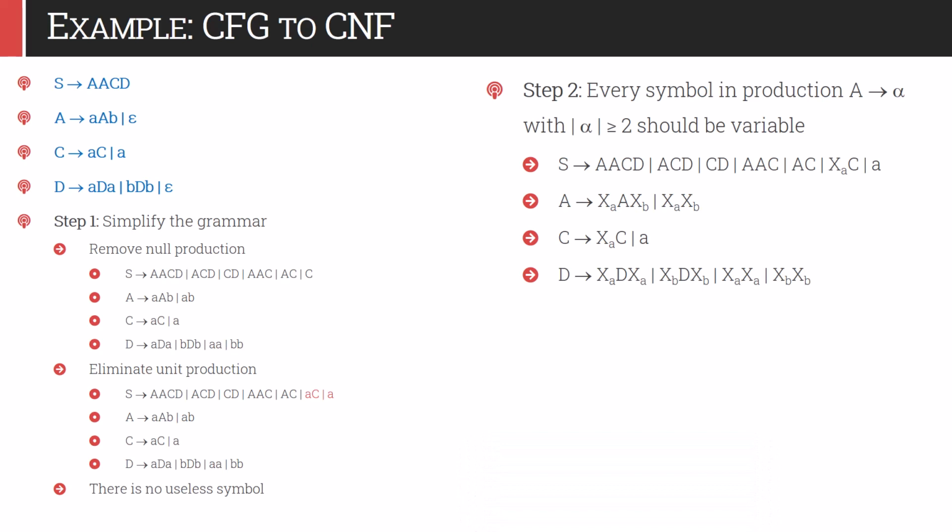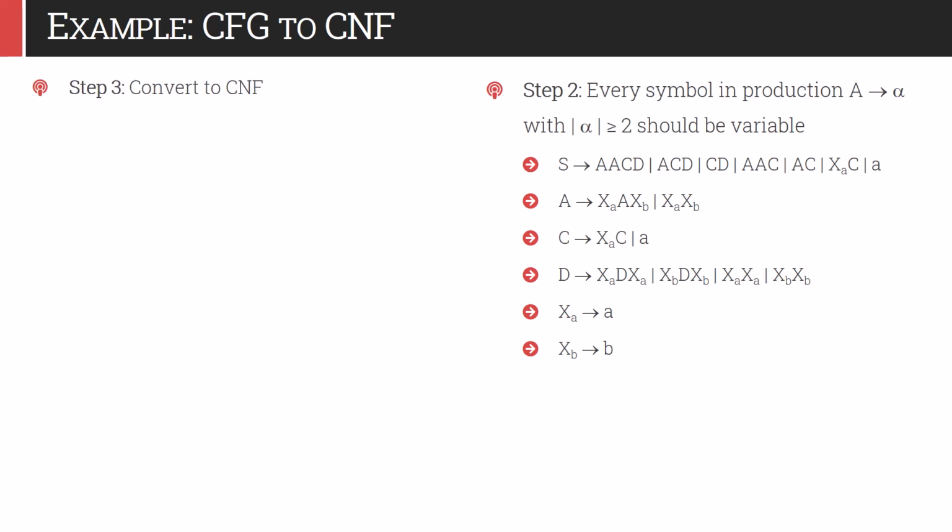So this is the set of productions after step 2. And we have introduced two more productions. We have assumed Xa for small a and Xb for small b. So this is the complete set of productions that we have derived using step 2.